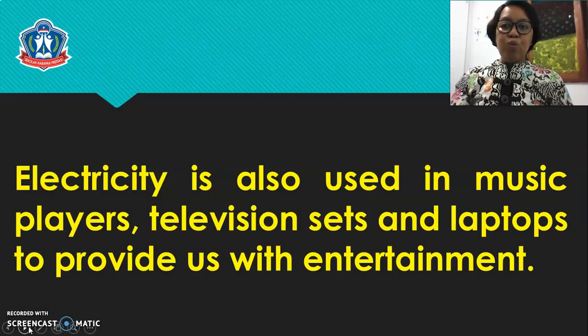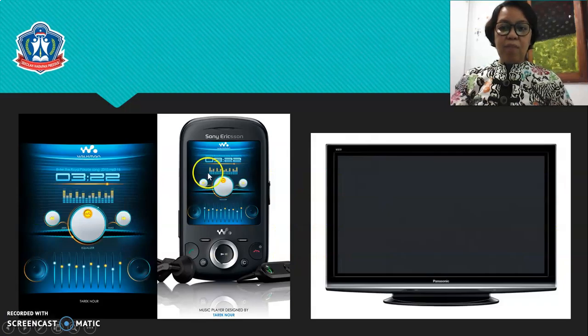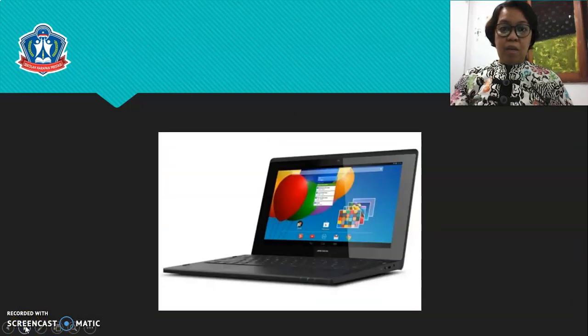Electricity is also used in music players, television sets, and laptops to provide us with entertainment. Do you have a music player at home? This one. A television set for sure. All of us have this. And a laptop. Most of you are using a laptop for our home learning.